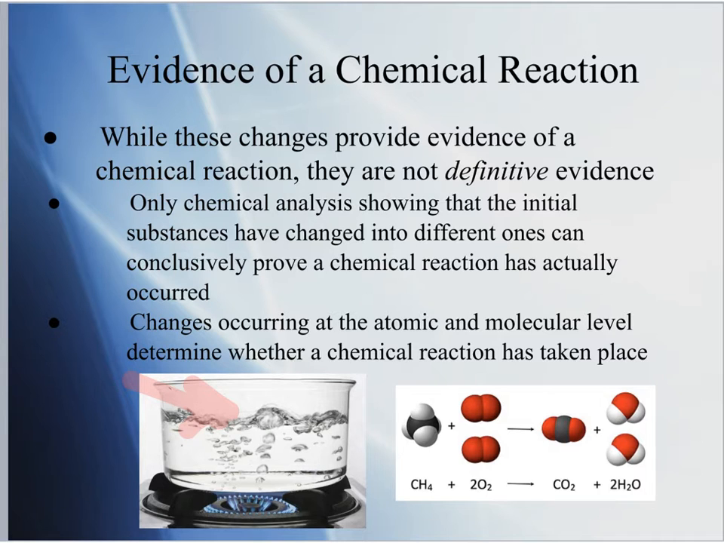So we do have to remember that changes that occur at the atomic and molecular level are the ones that are going to determine whether a chemical reaction takes place. In this picture here, the actual chemical reaction that's taking place is in the burner underneath. In the burner, we're having the combustion of methane gas with oxygen gas to make carbon dioxide and water. So we have the production of light and heat, which are evidences of chemical reactions. But the bubbles in the water are not a chemical reaction, that's just a phase change.